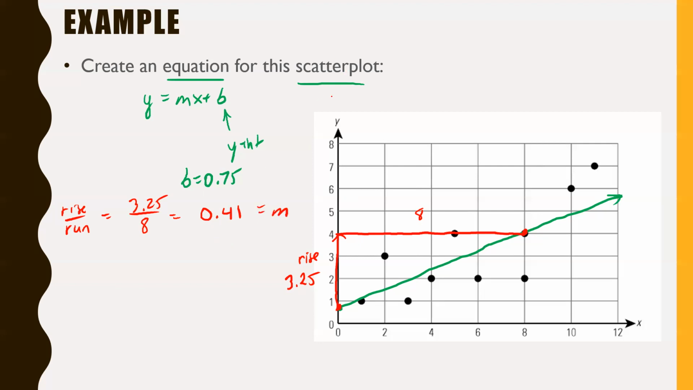Again, I can't stress this enough. When you're making an equation for a scatter plot, it's just an estimate. Just do your best with a line of best fit, and that's going to be good enough. As long as there's some logical sense to it, it's fine. It's not the end of the world.